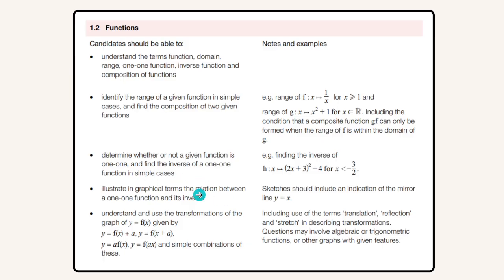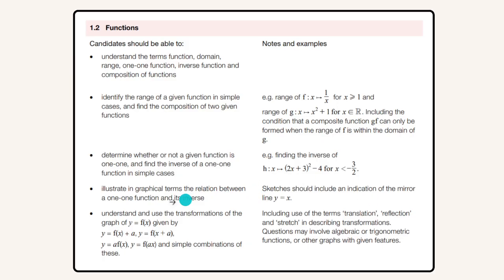After that, you need to know the relation between one-to-one functions and its inverse. Just keep in mind that it's going to be a mirror line, a mirror line of y is equal to x. So the one-to-one function would be a mirror of its inverse across y is equal to x.